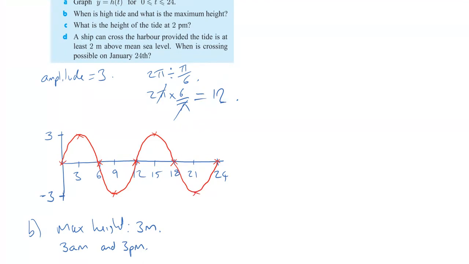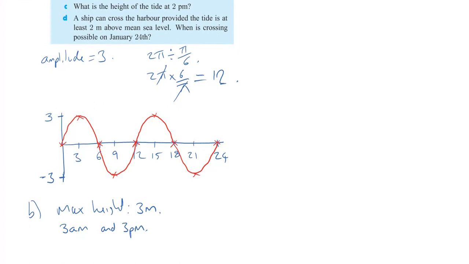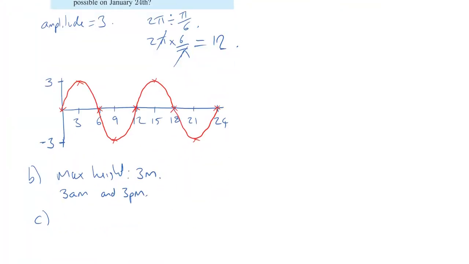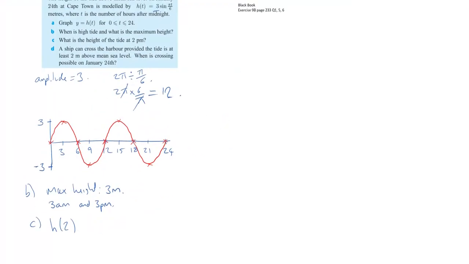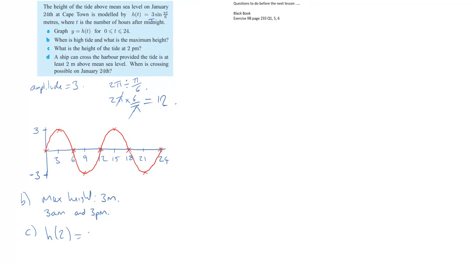Right, C, what is the height of the tide at 2 p.m.? Okay, so if h is our function, what we've got to find here really is h of 2. So h of 2 is going to be 3 sine of pi over 6 multiplied by 2. Right, we're swapping in the t for 2. What will this be? Well, we can use a calculator.